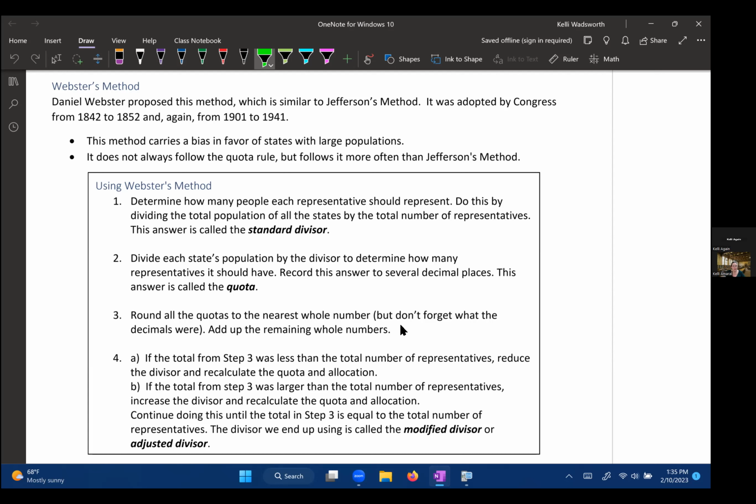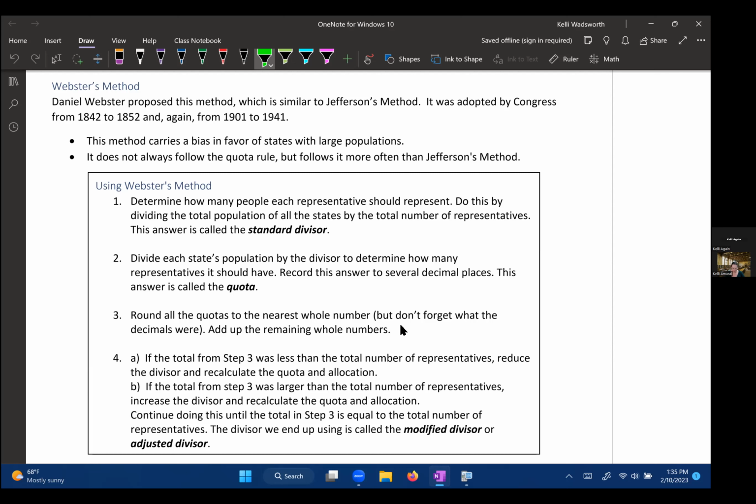Now, because we're rounding in the conventional way, which means some numbers are going to be rounded down and some of them are going to be rounded up, it's possible that when you add up all those rounded quotas, you might get a number that's larger than your total number of representatives. If that's the case, then you would increase the divisor, so make the divisor a little bit bigger, and that would bring all the quotas down a little bit, and then you should have a lower number. You continue doing that as many times as you need until the sum of the rounded quotas is equal to the number of representatives.